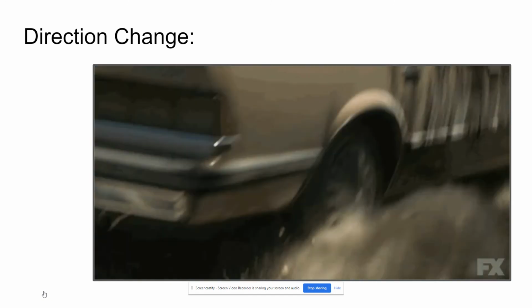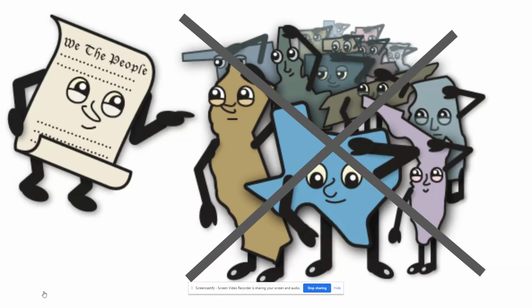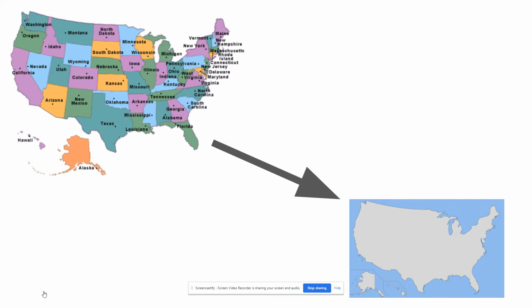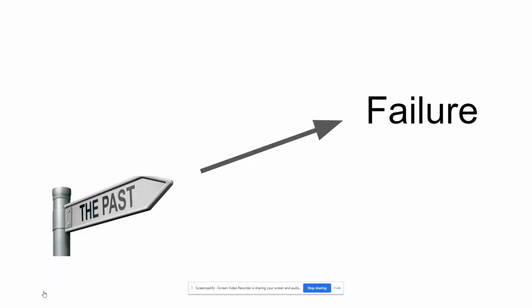So they try a new tactic. They want to change their strategy. And they change the direction to, instead of fighting state by state, they say the only way this will work is if we get the whole country to ban alcohol. So they go for a constitutional amendment, and that will ban it everywhere, not just in little places.